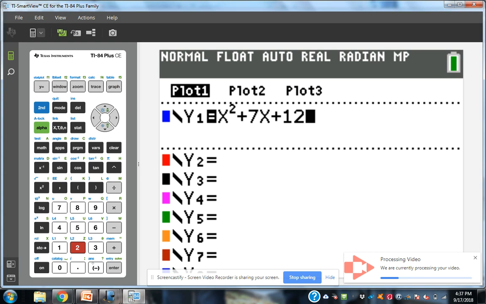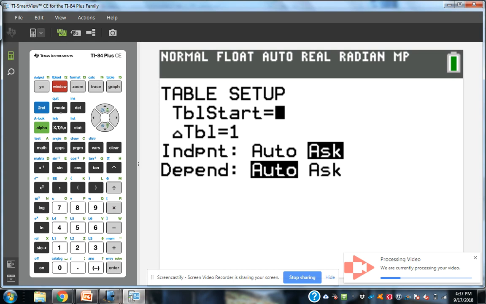Now, everybody's calculator may not be set up to do this, so I'm going to help you set yours up to be able to do this. The way to do that is hit second and then window. You want yours to have the independent on ask, have it highlighted, and the dependent on auto. So that says you're going to type in the x value you want, and it's going to give you the y value that goes with it. It does not matter what these are. You can have any numbers there you want. Once it's set to that, hit second graph.